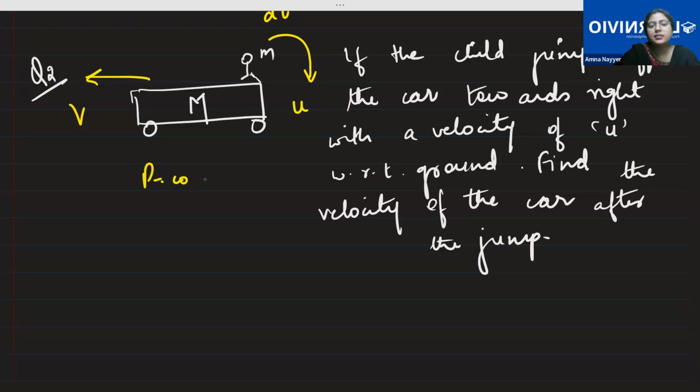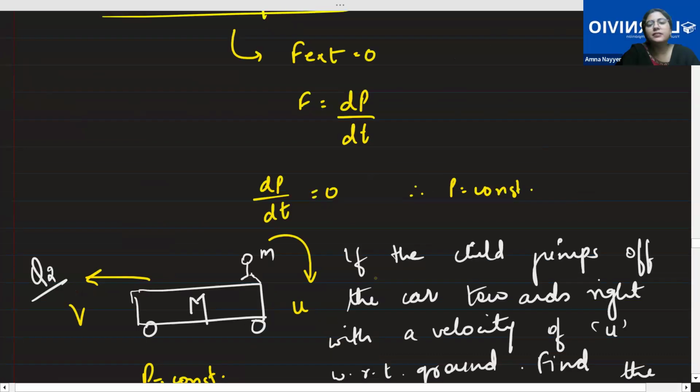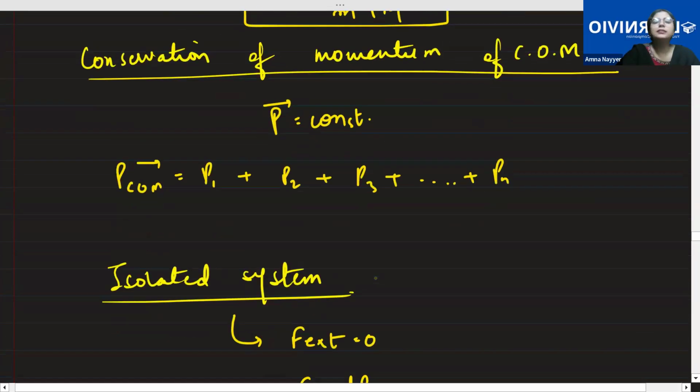So in this case, momentum will be constant because there is no external force acting. External force is 0. So simply m into u will be equal to capital M into v. What's the velocity of the car from here? mu by capital M. Okay, please write down this portion. Now we are left with the kinematics part, this last part that I'll start with tomorrow.